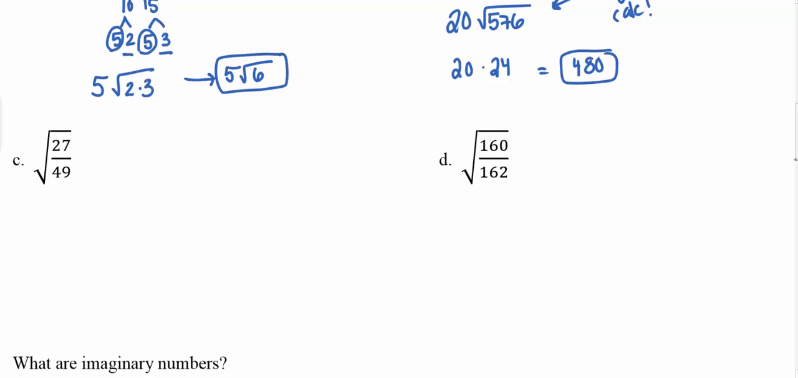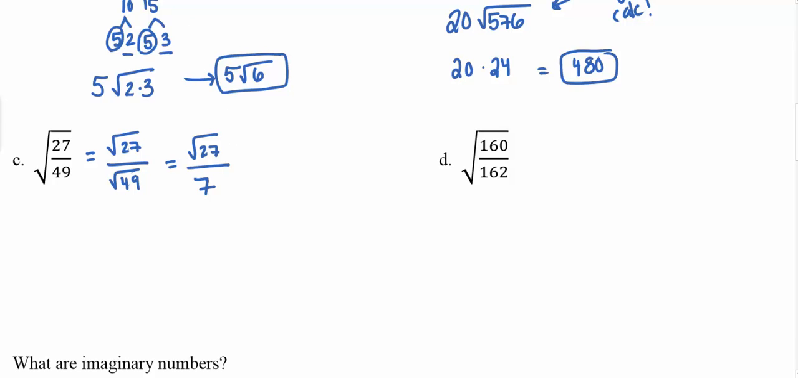In part C, I have a fraction. So I'm going to do the square root of 27 divided by the square root of 49. Because anytime I take the square root of an entire fraction, I can split it up into top and bottom. So that is the square root of 27, and hopefully we all know, but if we don't, we'll try in our calculator, the square root of 49 is 7.